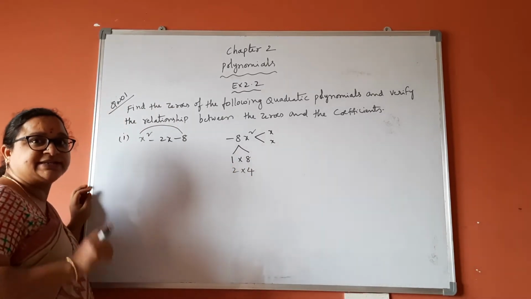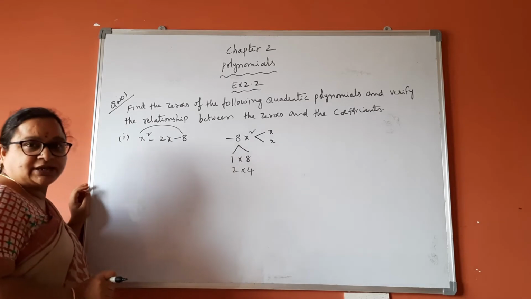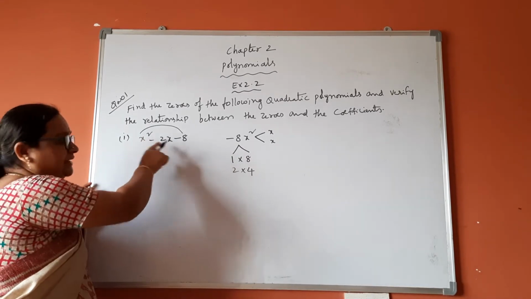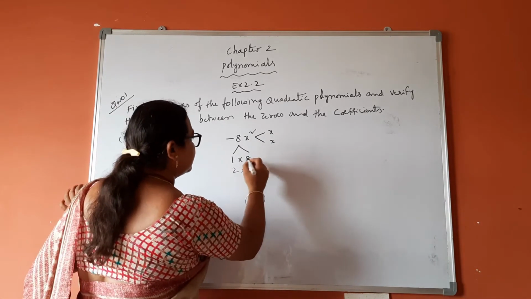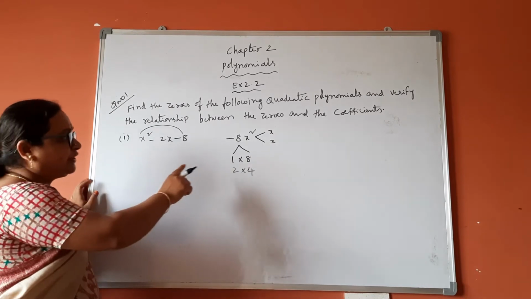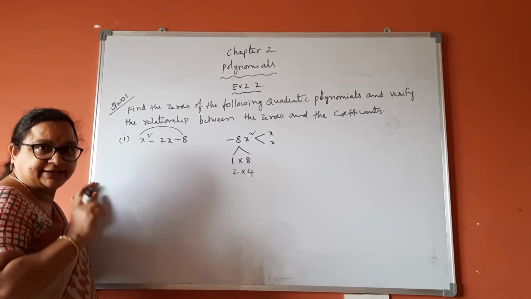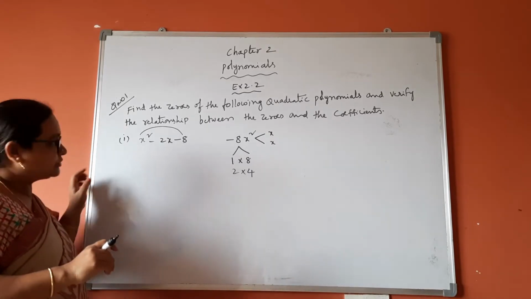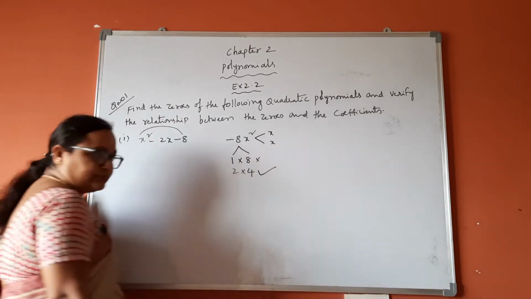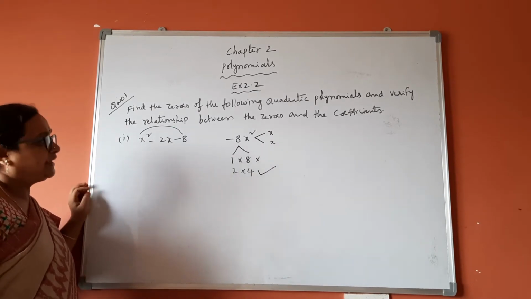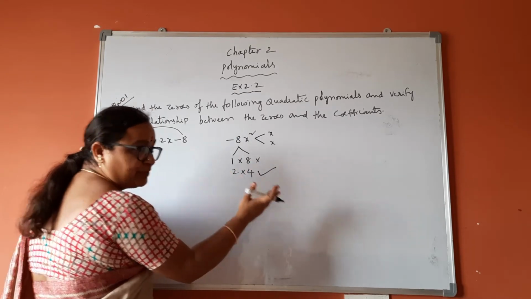Now, we have two pairs of factors. We have to select one pair in such a way that if you multiply, you should get the product of first term and last term, and if you add or subtract, you should get the middle term. In that way, we have to select a pair of factors. If you consider 1 and 8, 1 into 8 is 8. First condition satisfied. 8 plus 1 is 9, 8 minus 1 is 7. So the second condition is not satisfied in this case. So we will select this pair 2 and 4. In that also, here it is minus 8. One should be positive and one should be negative.